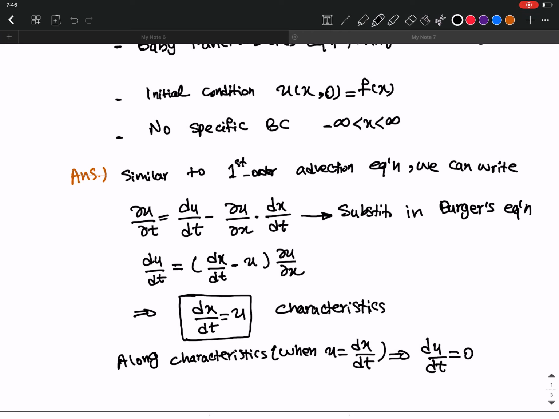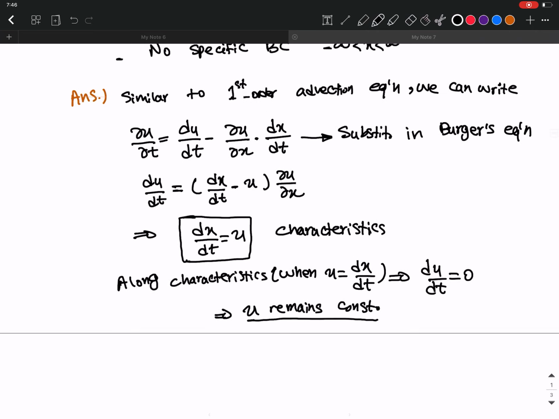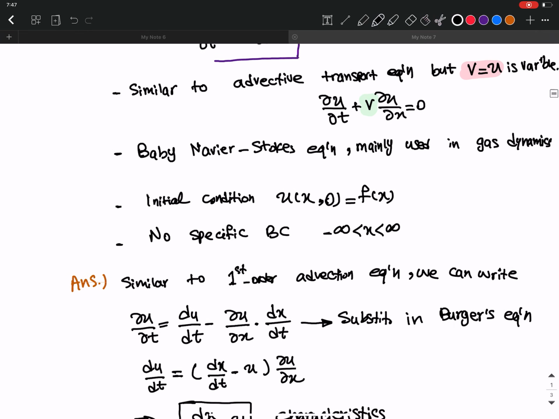So this means that u remains constant along these characteristic lines, characteristic curves that we found, okay? And this is actually the definition of these characteristics, right? Your solution should remain constant along those characteristic curves. Okay, so we answered the first question, that is finding the characteristics.